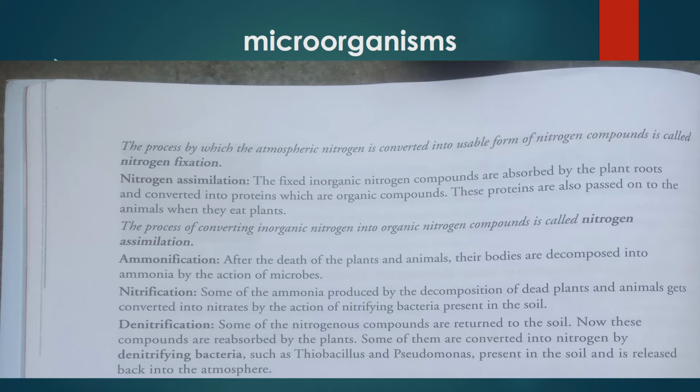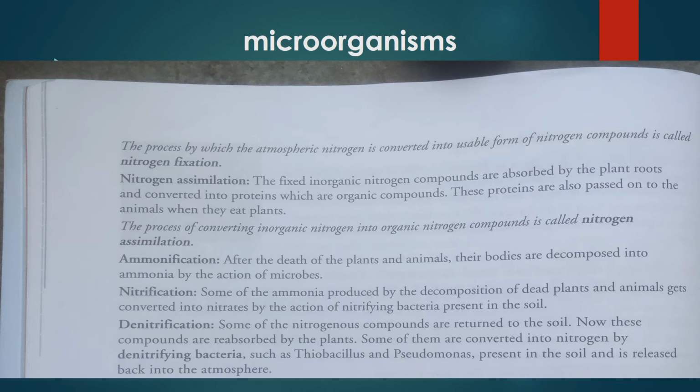So what is nitrogen assimilation? That means the fixed inorganic nitrogen present in the soil can be absorbed by the plant root, and then the plant can convert this nitrogen into protein. That means inorganic compounds of nitrogen are converted into organic compounds, and then when we eat the plant, this protein passes into our body. This way protein can transfer from one body to another.